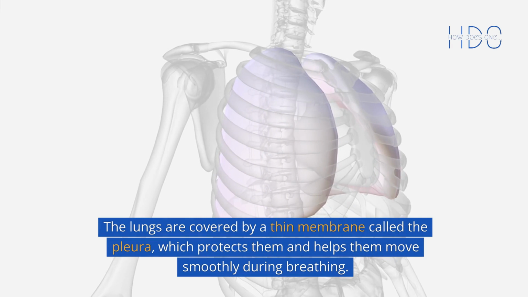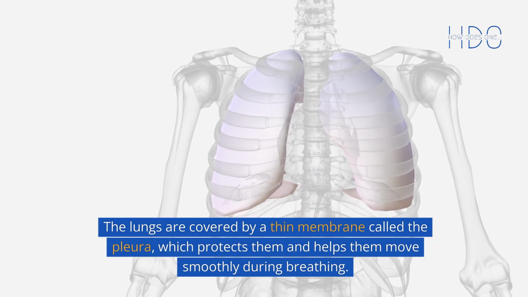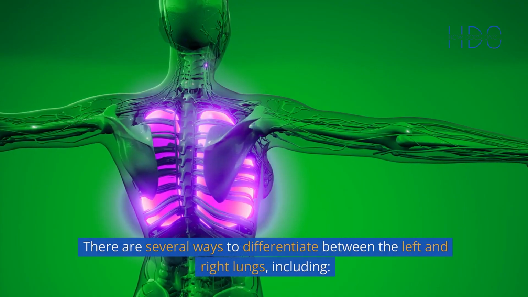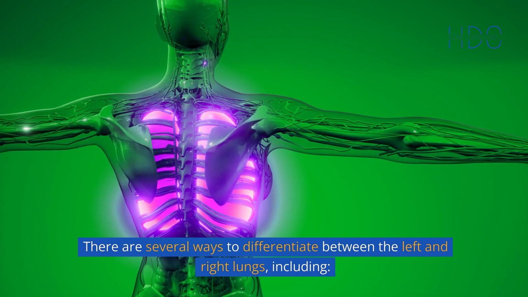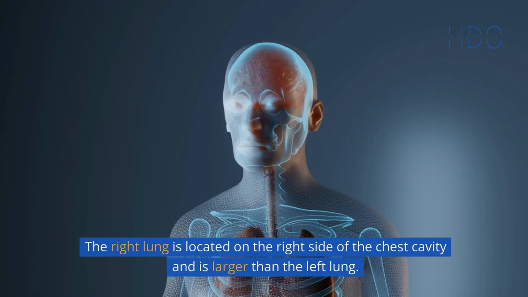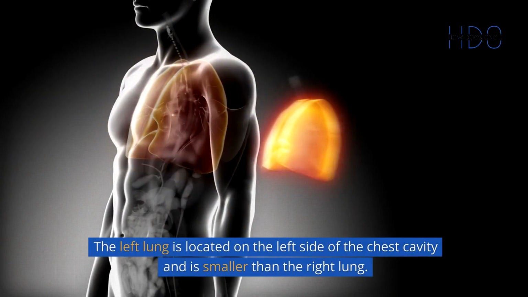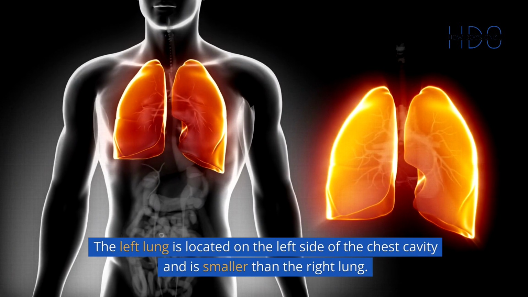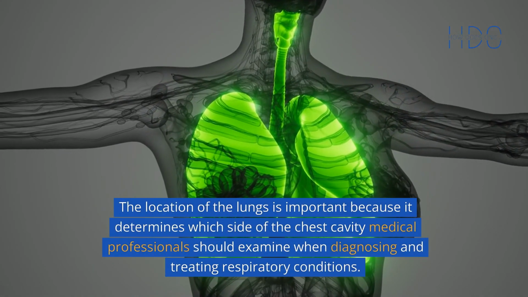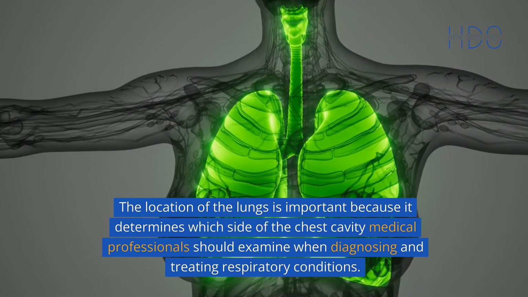The lobes of the lungs are further divided into segments, with each segment receiving its blood supply and airways. The lungs are covered by a thin membrane called the pleura, which protects them and helps them move smoothly during breathing. Differentiating between the left and right lungs. There are several ways to differentiate between the left and right lungs, including 1. Location. The right lung is located on the right side of the chest cavity and is larger than the left lung. The left lung is located on the left side of the chest cavity and is smaller than the right lung. The location of the lungs is important because it determines which side of the chest cavity medical professionals should examine when diagnosing and treating respiratory conditions.